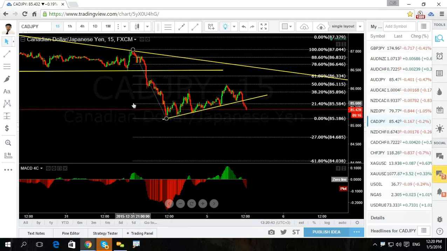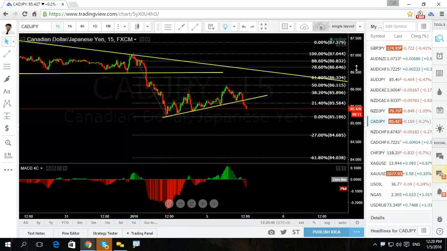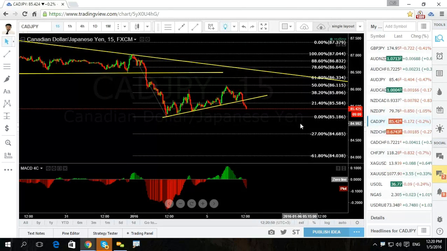Because nothing is happening. The pound chief is just going sideways. That is why we ignored it for now. It's in a consolidation, going sideways, a bigger consolidative structure.